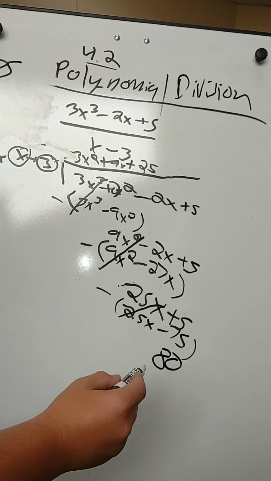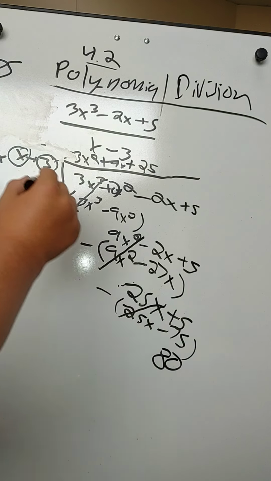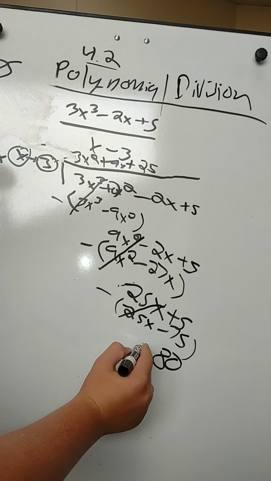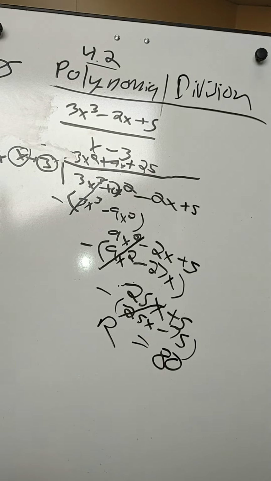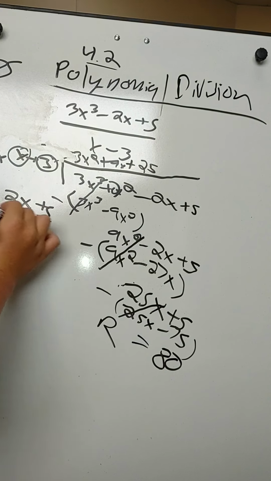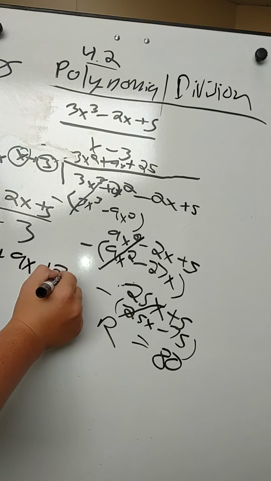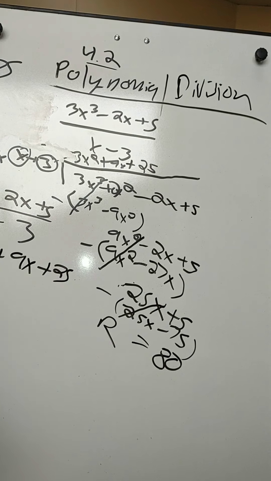Now, we can't do anything with this 80 because there's nothing that we can turn it into because we're just left with x. So 80 is going to be our remainder. So, what does this equal? We're going to say 3x cubed minus 2x plus 5 divided by x minus 3 equals 3x squared plus 9x plus 25 with a remainder of 80. And that is going to be our answer.